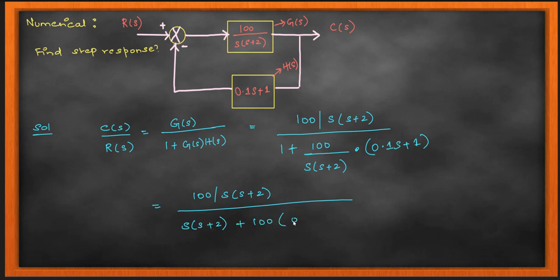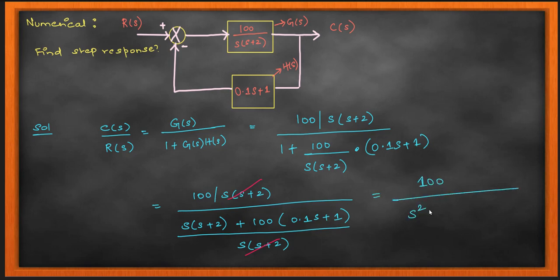And that is going to be this one into 0.1 S plus 1, and then 100 divided by S square plus 2S plus 10S plus 100. So this is how it simplifies to, and what you have in the denominator is your characteristic polynomial.